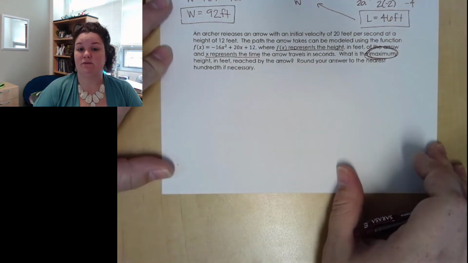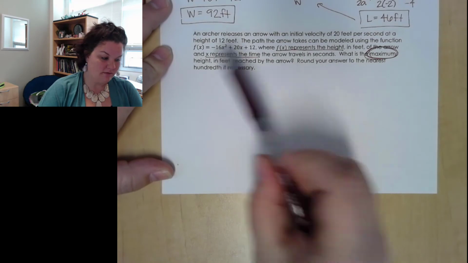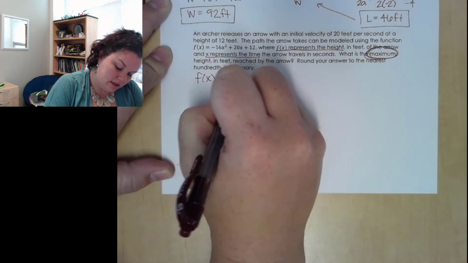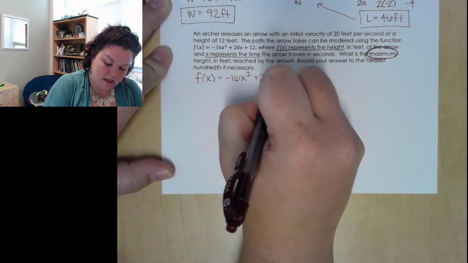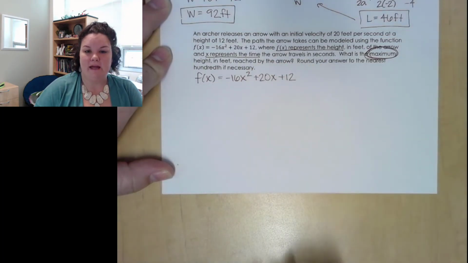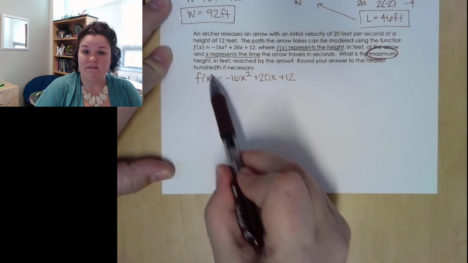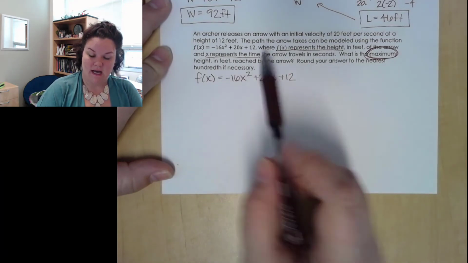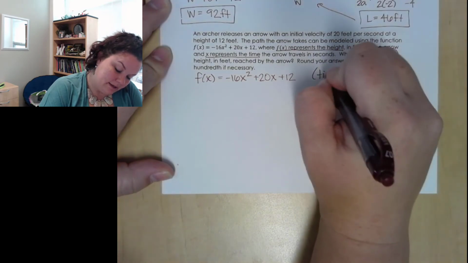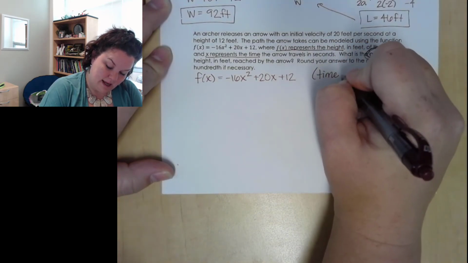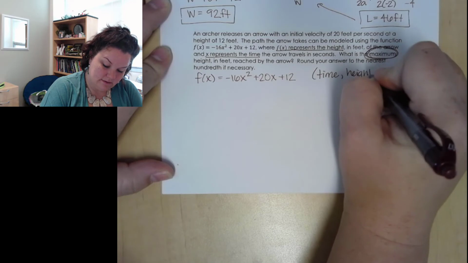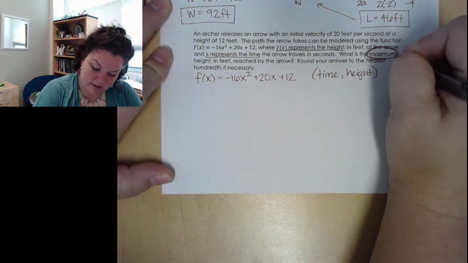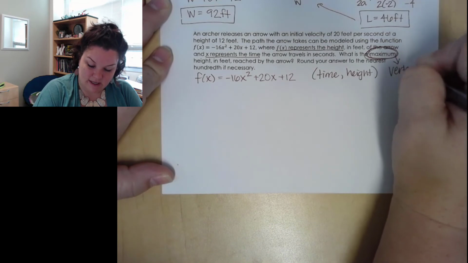Okay, so let's think about this. First of all, they're telling us we have this function, so I'm going to go ahead and just write it. f of x is equal to negative 16x squared plus 20x plus 12. And they're saying that our f of x, or our y value here, represents the height, and our x represents the time. So we are plugging in time to get out height. Now, anytime you see the word maximum, this should make you think vertex.